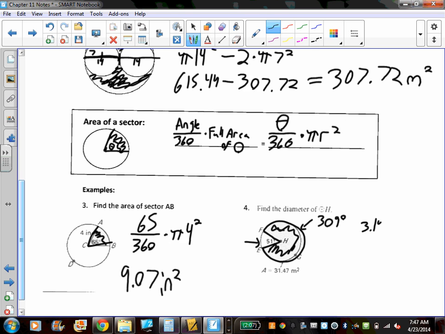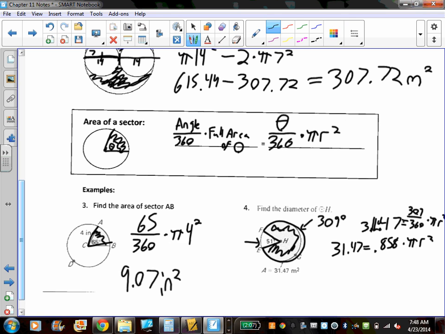We know the area of the sector is 31.47, and that's going to be equal to 309 over 360 times pi r squared. That's the area of the sector. Let's figure out what 309 over 360 is. 309 divided by 360. So now, that makes it a little simpler to look at. We know that we have 0.858 or so times pi r squared.